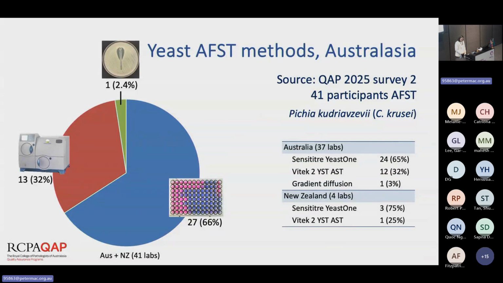So what methods are we using in Australasia? Data from the most recent QAP survey, which only closed earlier this week. I've been working hard trying to analyse this. There was data submitted from 41 labs across Australia and New Zealand for a yeast isolate, which was Pichia kudriavzevii, formerly Candida krusei. There were 37 Australian labs and 4 New Zealand labs that submitted susceptibility data.